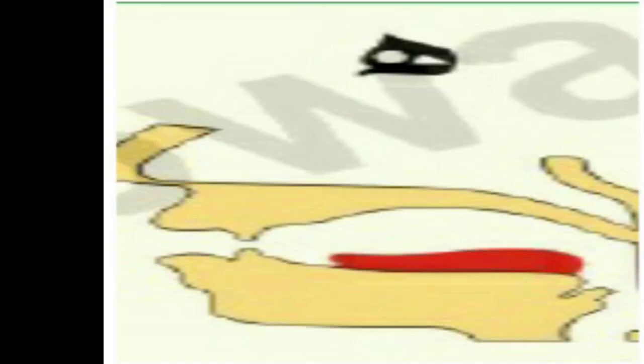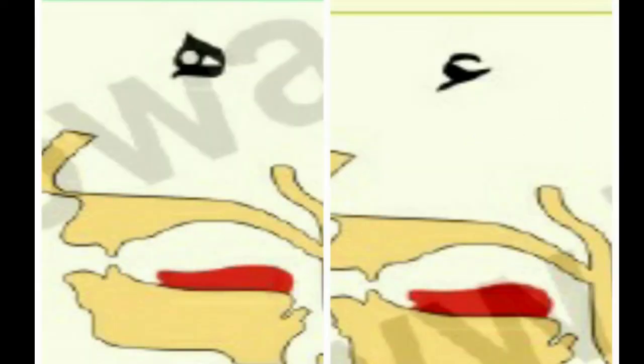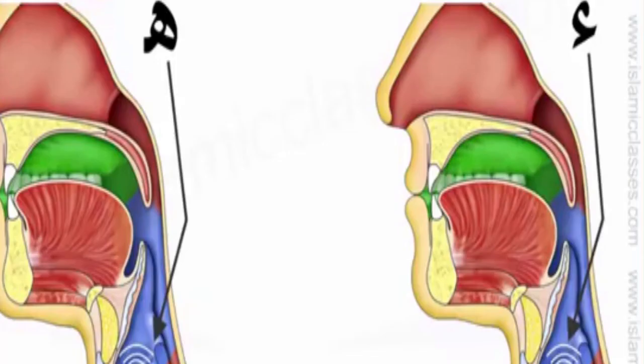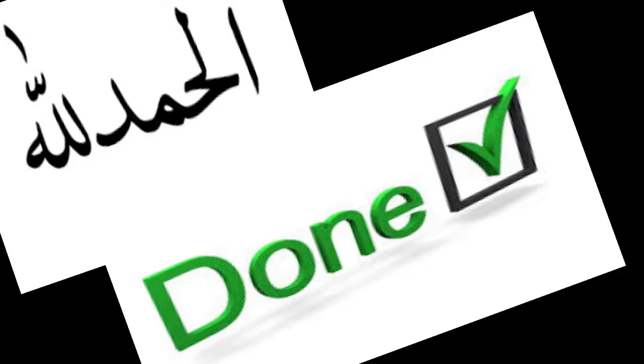Okay, now see the next two letters, which are the last: Ha and Hamza. We have to read them from the last part of the throat, which is close to the chest. Ha and Hamza. Repeat after me. Ha, Hamza.